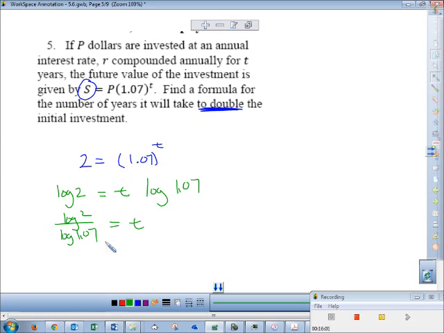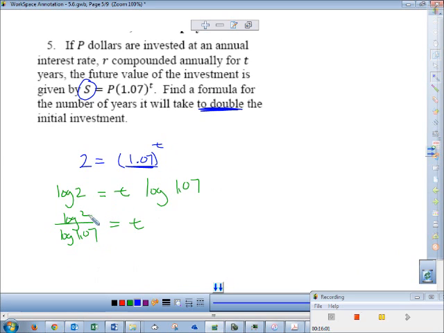Now let's see if you can really think about stuff. What if they wanted it to triple? What's the only thing that would change in this formula? The 2 is a 3. If they wanted it to quadruple, it would be a 4 there. But this is a simple one due to the fact that it was annual interest. You didn't have that nasty fraction stuff inside of there. So it's the general idea.